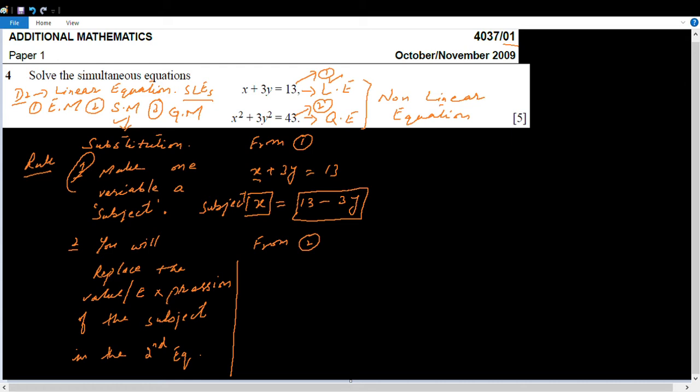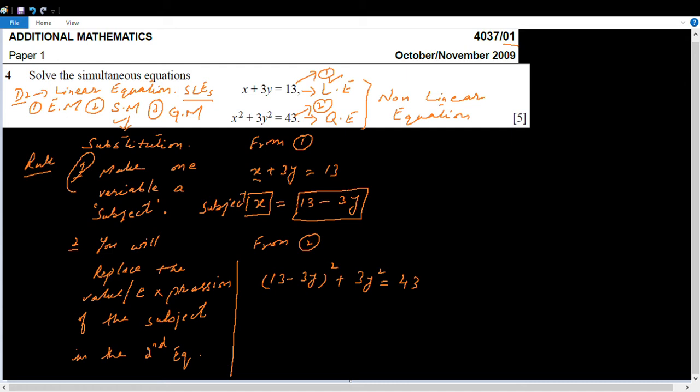when we replace 13 minus 3y here in place of x, 13 minus 3y whole square plus 3y square equal to 43. Now we will expand this 13 minus 3y by using the identity, and I hope that every one of you knows the identity.